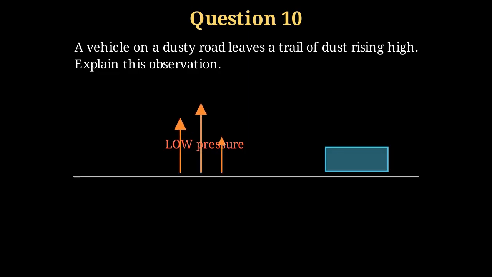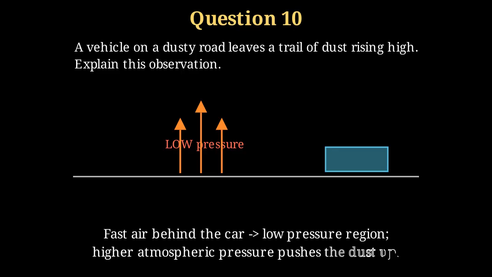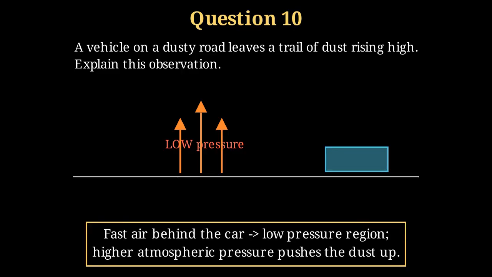The surrounding air is at higher atmospheric pressure, so it pushes the dust up into that low-pressure zone, lifting the trail high above the road. So fast-moving air creates low pressure behind the vehicle, and the higher atmospheric pressure pushes the dust upward. Well done.